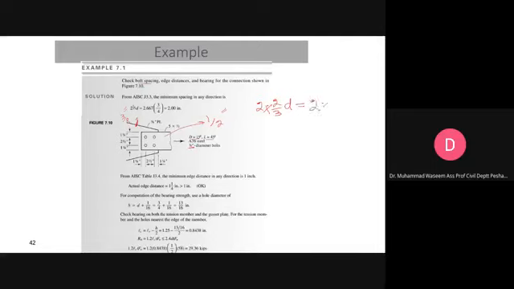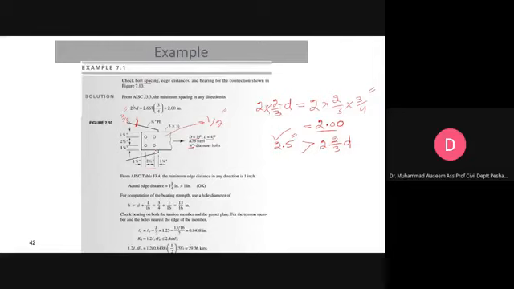If you have a calculator, can you kindly calculate this value? This is about 3 by 4 inches, so what is this value? This is 2 inches. As per the code requirement, the distance between center to center of the bolts should be at least 2 inches. Now we have to compare it with the actual spacing. The actual spacing is 2.5 inches, which is greater than this requirement. So this is fine. Center to center spacing is fine.